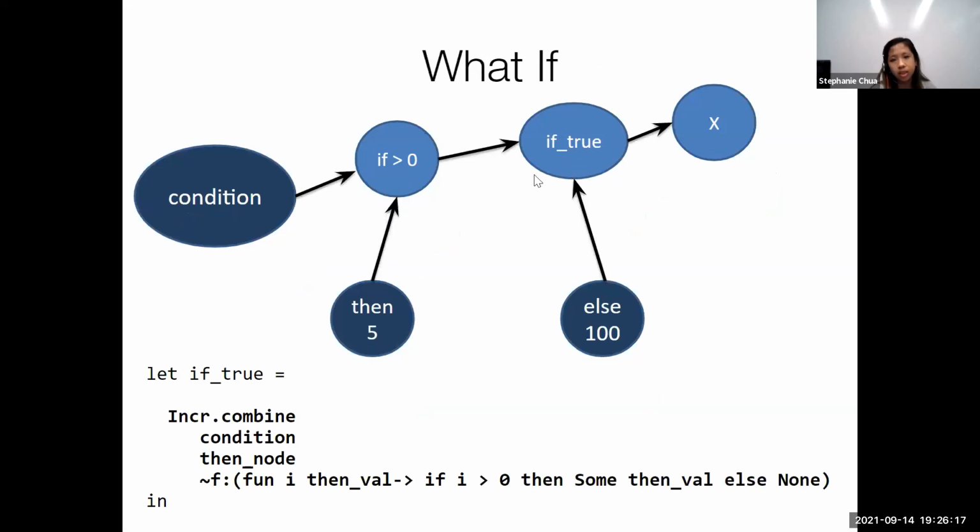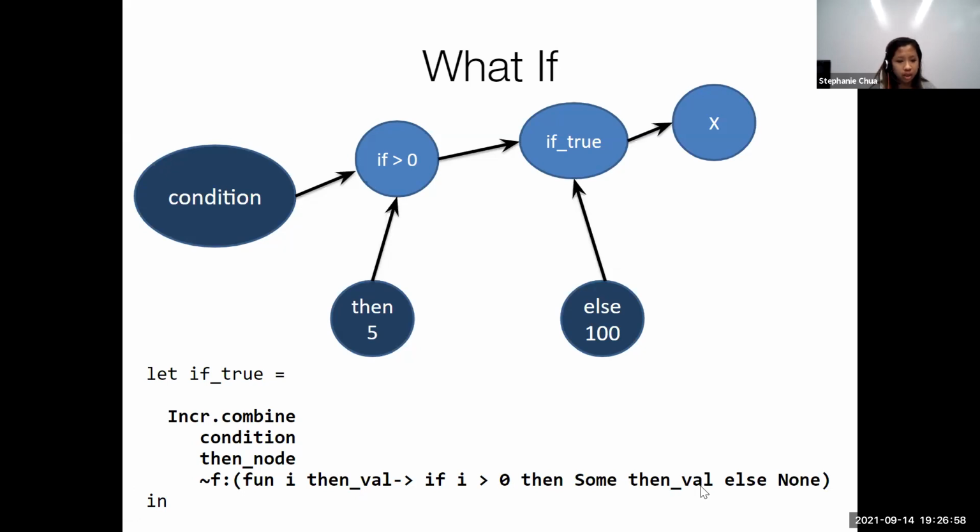To declare the if true node, I can call incremental.combine again on the original condition and the then node. Then we pass in a function f, and f takes in 2 arguments: i, the value of the condition at the time, and then_val, the value of the then node at that given time. If i is greater than 0, then I will say Some then_val, otherwise None.